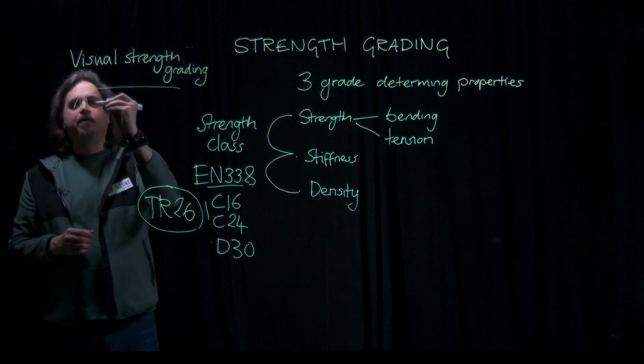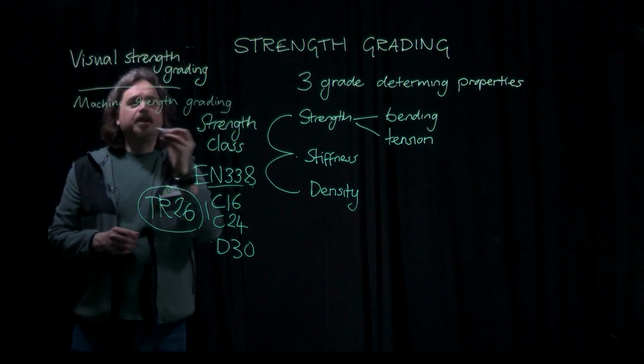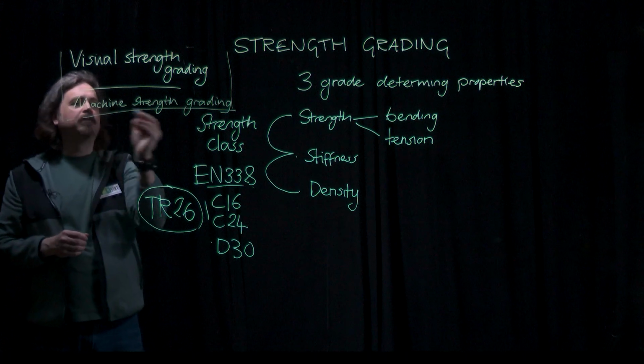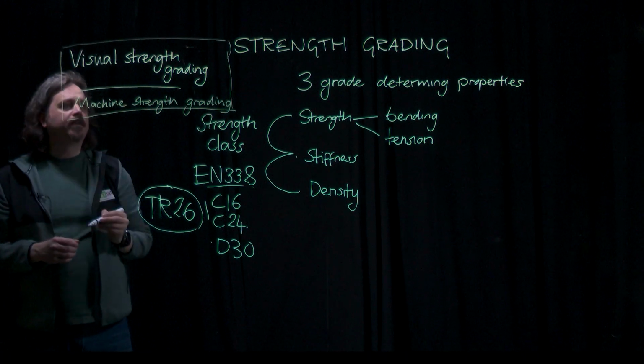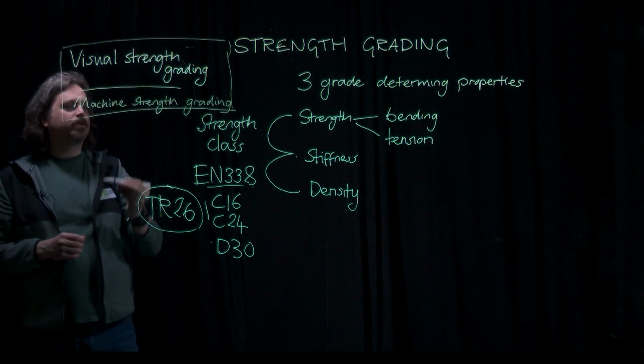There is another system which is called machine strength grading. And machines potentially can measure many more things than a human being can. A machine might, for example, measure the density with an X-ray. So machine strength grading and visual strength grading.